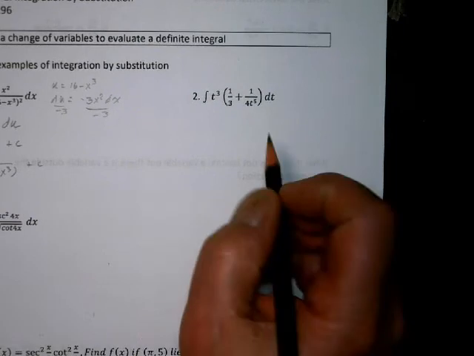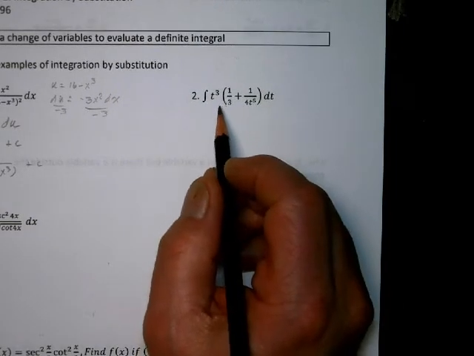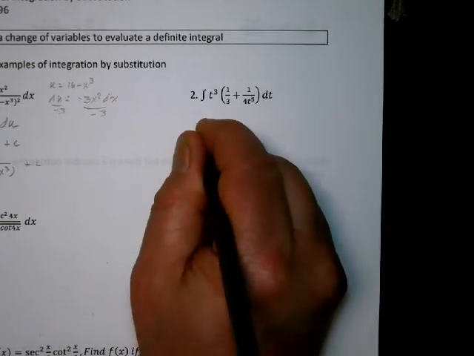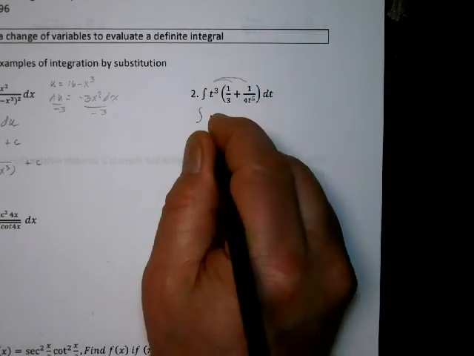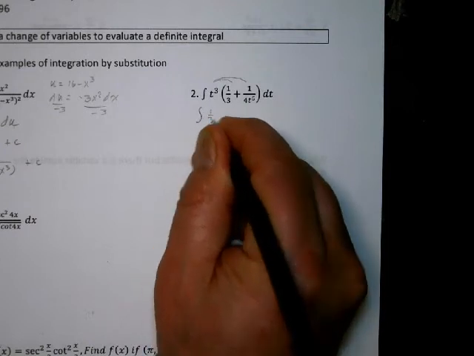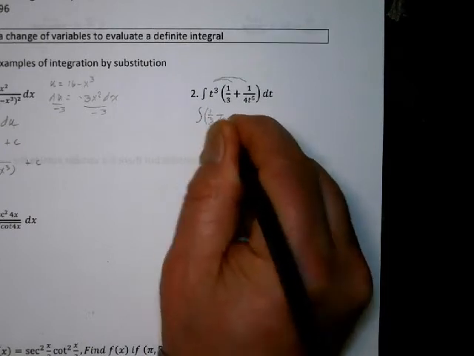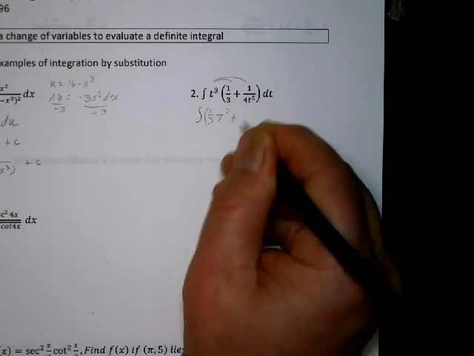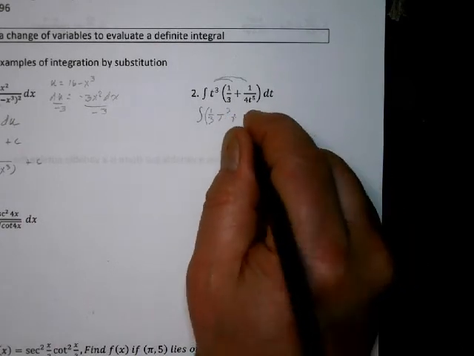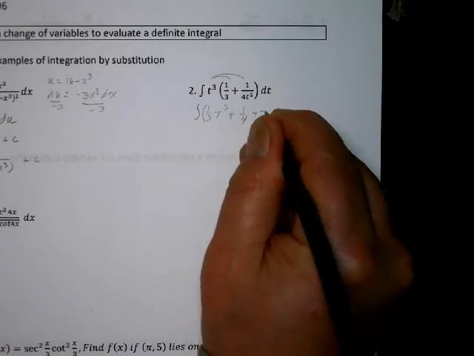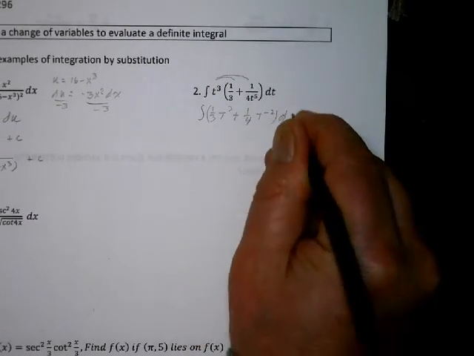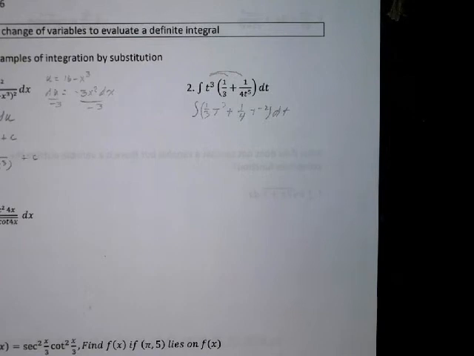Okay, and the second one here, I think you're going to be better off multiplying this t cubed through first. So we're just going to go ahead and distribute the t cubed. So I have 1/3 t cubed plus 1/4 t to the negative 2 dt. Now in this case here, I can just go ahead and integrate that, right? I don't need to do any substitution.